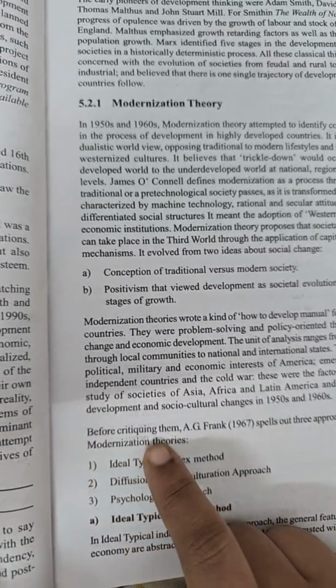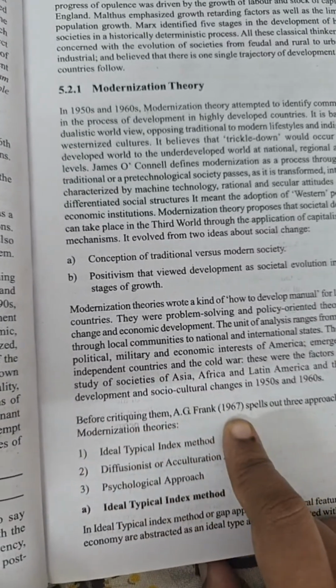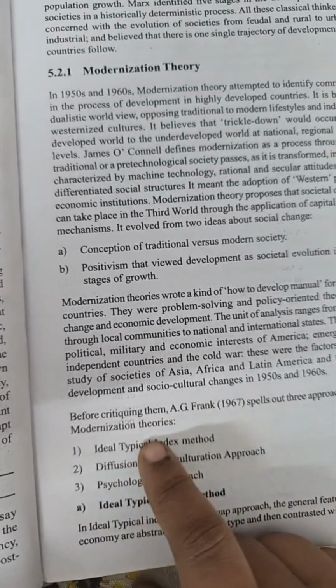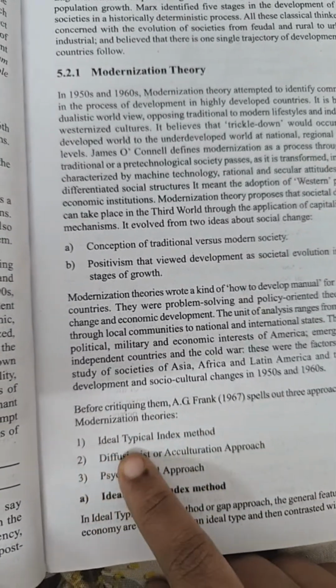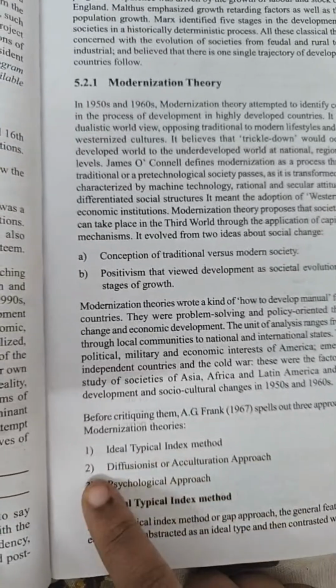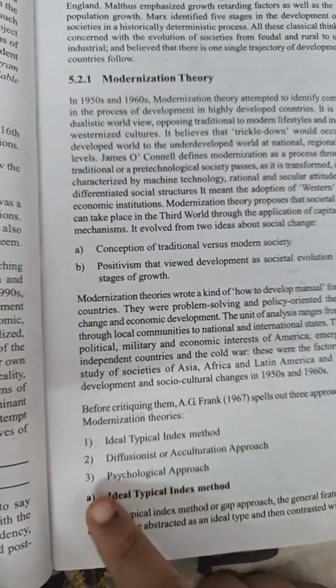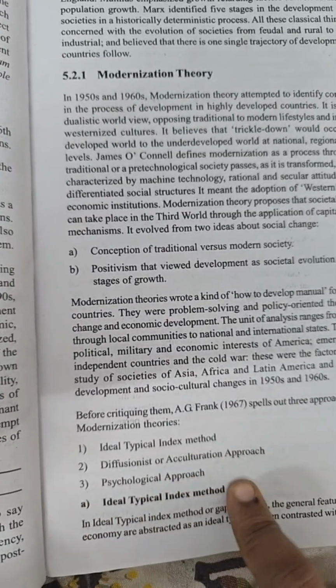Before criticism, A.G. Frank in 1967 spelled out the three approaches under the modernization theory. Number one, ideal typical index method. Number two, diffusion or acceleration approach. Number three, psychological approach.